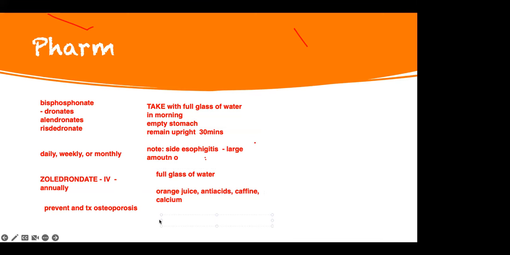If they have esophagitis, or they have a stricture, or they have a swallowing problem, well, no, do not take, avoid in this patient. Because it is going to cause esophagitis anyway, going to cause stricture, therefore we don't want you to take it. The only medication they will take is the IV form, Zoledronate, which is given by IV. Okay, so that's the first medication.